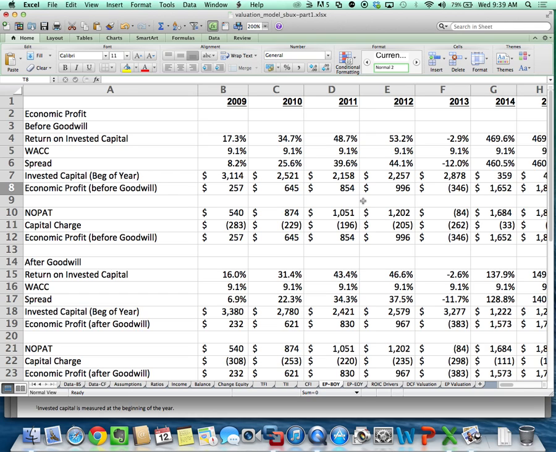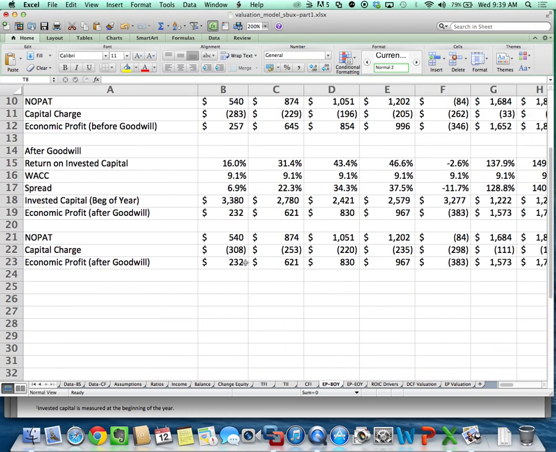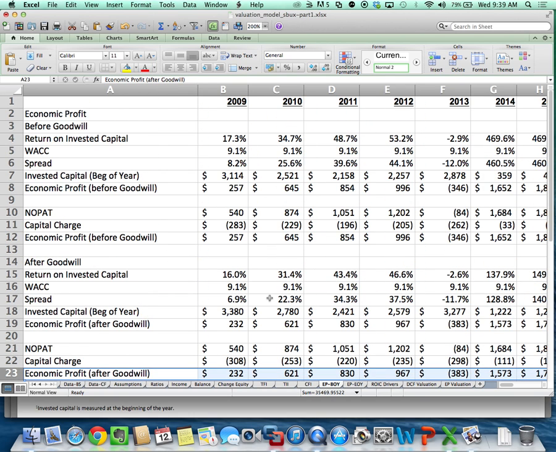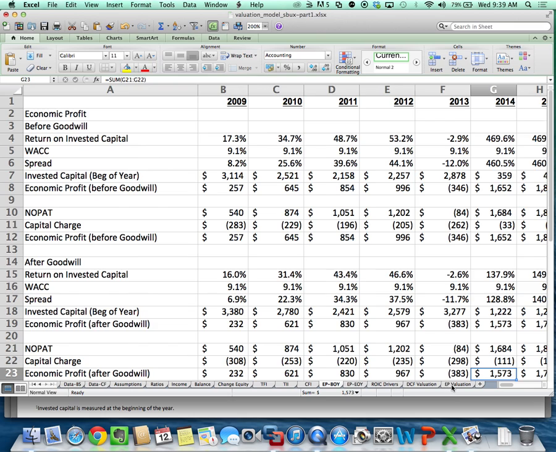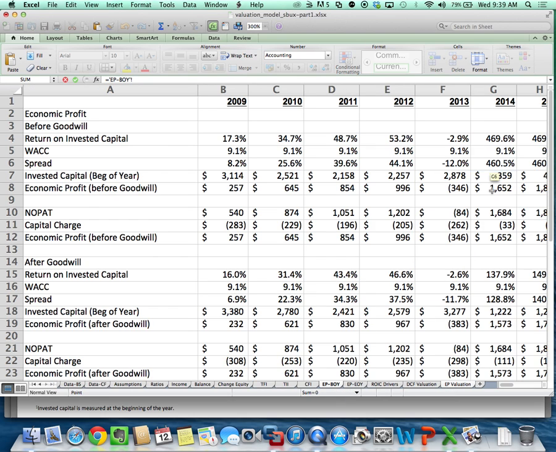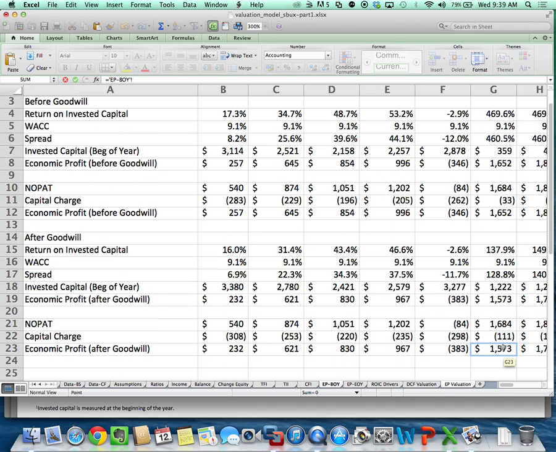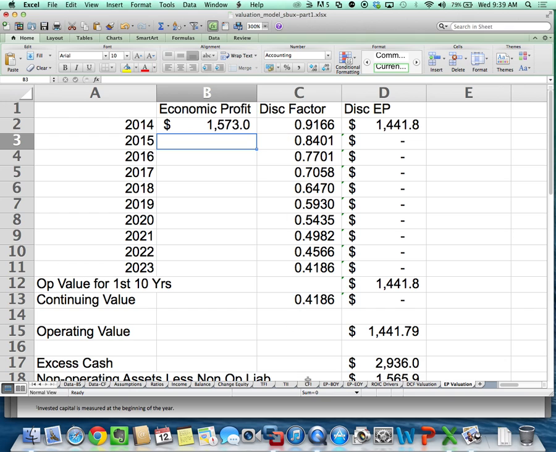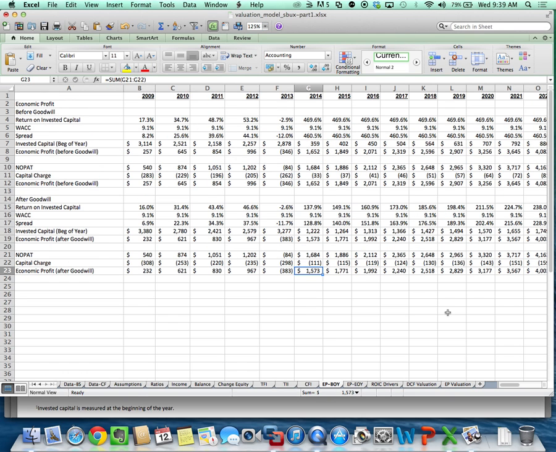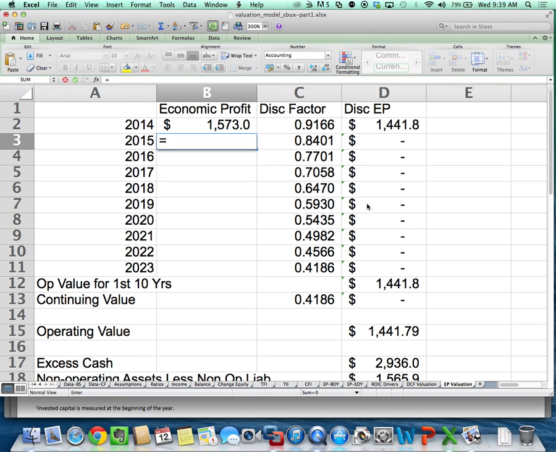So, economic profit after goodwill, final row, 23. I need my forecast, starting with 2014. So G23. So back to here, 2014 equals, make sure to do the BOY, 2014 economic profit. And let me just make it a little smaller so it's easier to copy and paste. 2015.